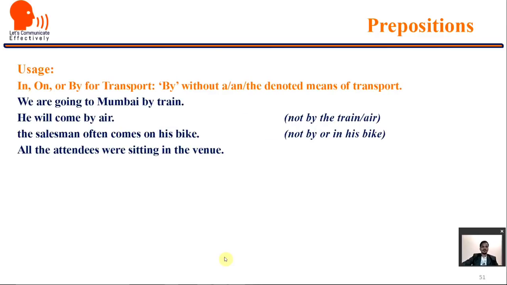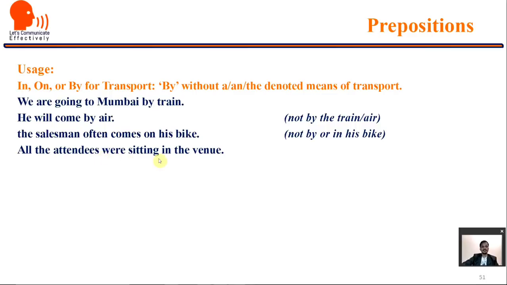Use in, on or by for transport. By without a and the denotes means of transport. Okay, let us see the examples. We are going to Mumbai by train. It is not by the train, right? So we are going to Mumbai by train. It is describing a means of transport. If you say we are going to Mumbai by the train, then you may be talking about a specific train, say for example Mahalakshmi Express. He will come by air, not by the air. The salesman often comes on his bike, not by his bike nor in his bike.